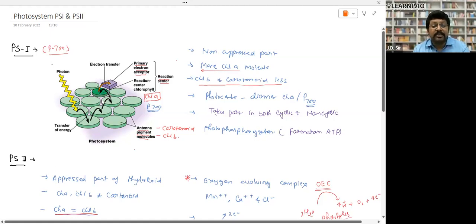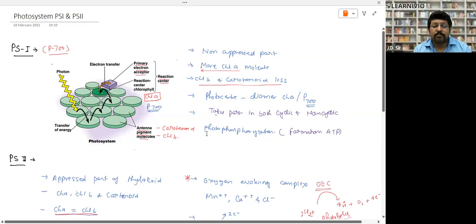When the reaction center gets the energy, it breaks down the water molecule, and because of the breakdown of the water molecule, an electron comes out. These electrons are received by the primary electron acceptor. So PS1 is found in the non-appressed part. They have more chlorophyll A molecules, and chlorophyll B and carotenoid molecules are found in less amount, right? The photocenter is made up of a dimer, meaning two molecules of chlorophyll A. They are called P700. They take part in both cyclic and non-cyclic electron transport chain, right?